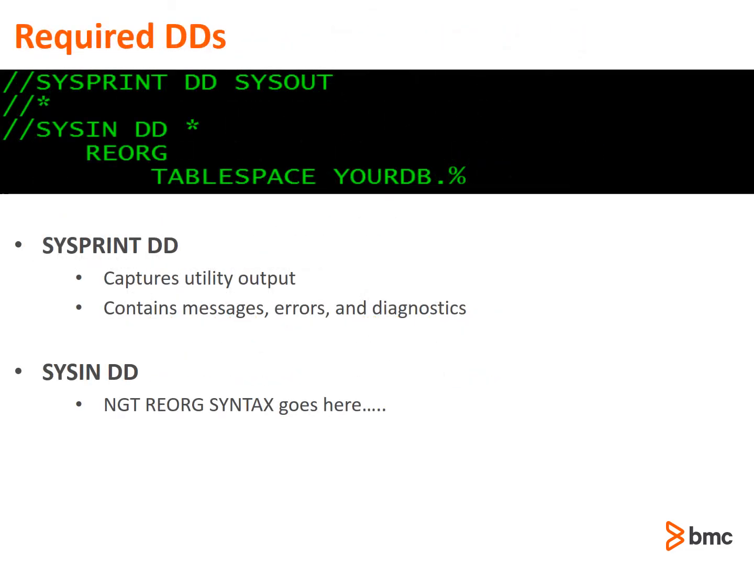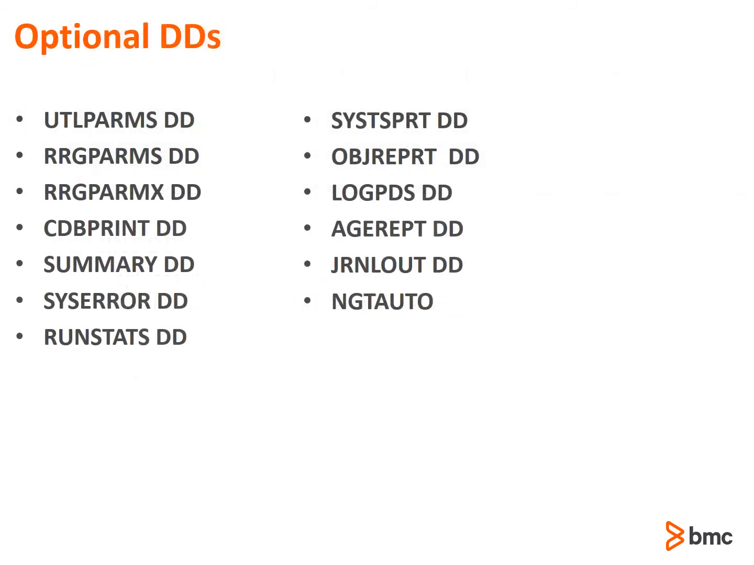There are 2 required DDs, sysprint and sysin. The sysprint DD contains utility message outputs and details on processing. The sysin DD is where the utility control statements are entered. The syntax coding is provided in another quick course. Here we see an example of a simple wildcard tablespace reorg of the YourDB database. There are a number of optional DDs that we'll cover in the next slides.